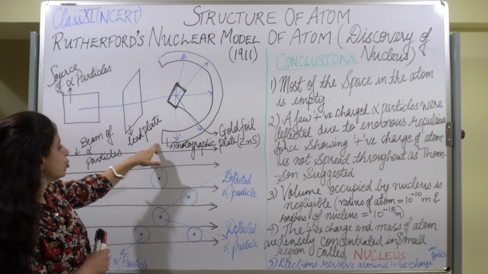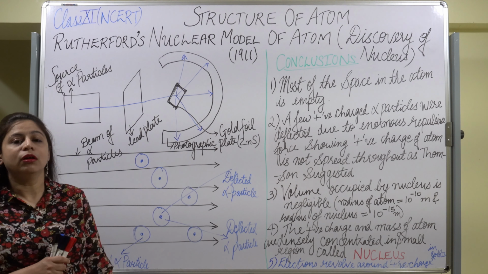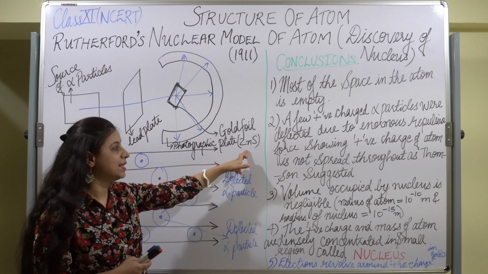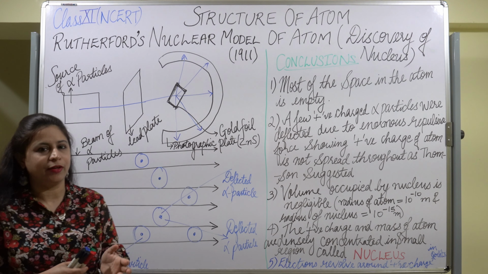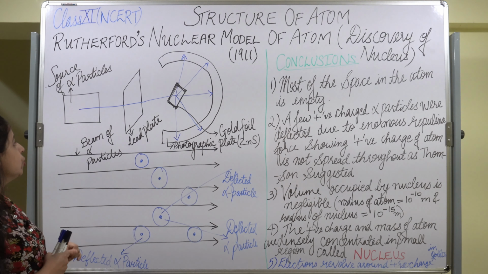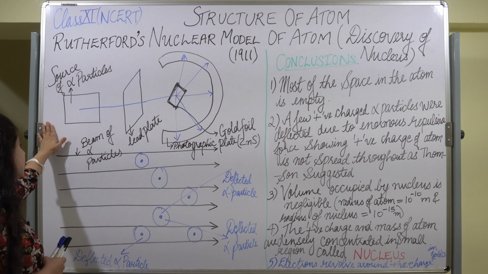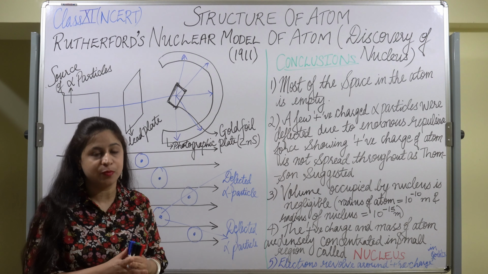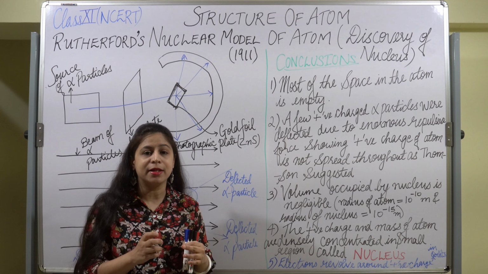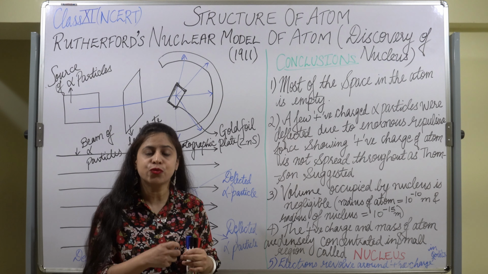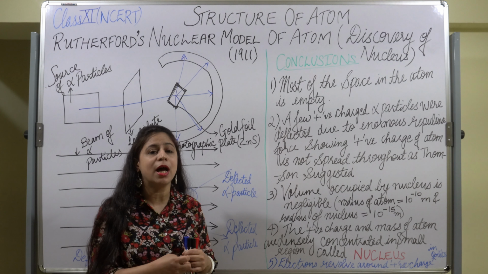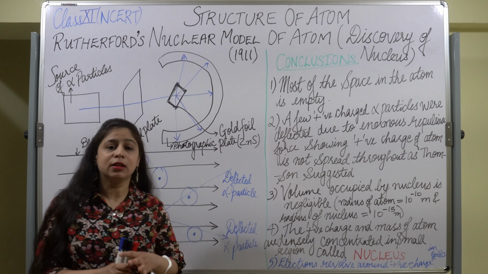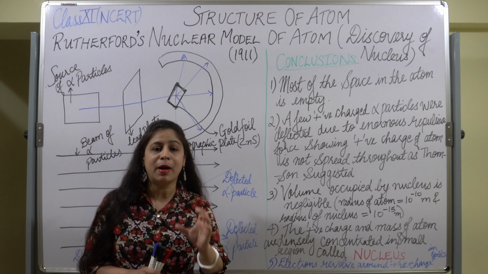Then he also took a photographic plate, which can be of any material, for example ZnS, zinc sulfide. So he took a source of alpha particles. Now how did he come to know that these are alpha particles, the positively charged particles? He took helium atoms and removed the electrons from them, as the helium atom has 2 electrons. So he removed the electrons and the atoms became alpha particles.